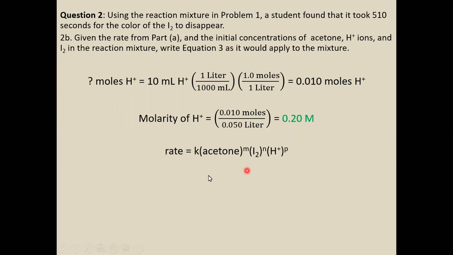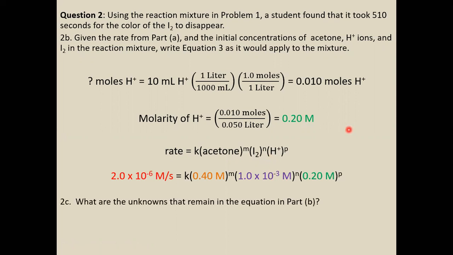Okay, so now we are going to plug in all of the values that we know up to this point and see what we do not know. We solved for the rate, so we know what that is, and we have concentration values for each of our reactants. So what are the unknowns that still remain? We don't know the K value yet. We don't know the orders of the reactants yet. So we're going to focus on how we solve for these orders of the reactants.